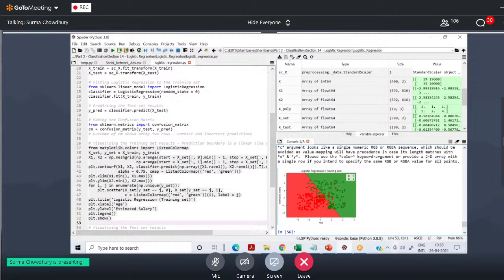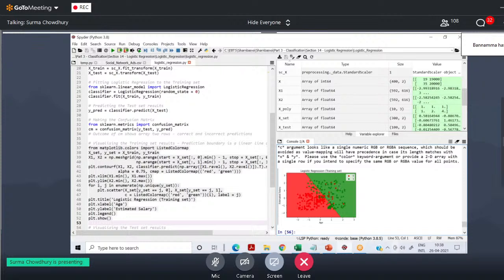Have you understood till here what I said? Have you understood this prediction boundary? Very, very important. Anybody who has understood, say yes. Anybody who did not understand, say repeat or no. Have you guys understood, right?